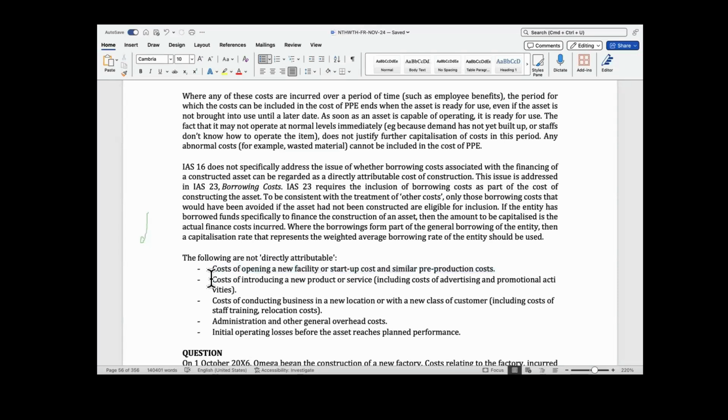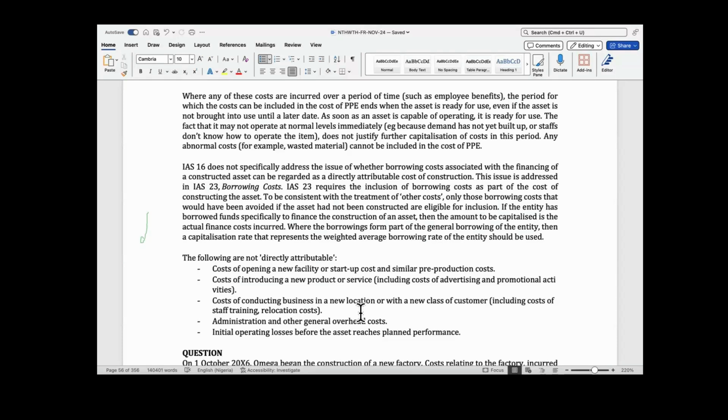Number 2 is the cost of introducing a new product or service, and that will usually involve the cost of advertising and promotion. That should be expensed, not capitalized. The third one is the cost of conducting business in a new location or with a new class of customer, which will usually involve the cost of staff training or relocation costs. These costs are never capitalized. They are expensed because they do not get the asset ready for use.